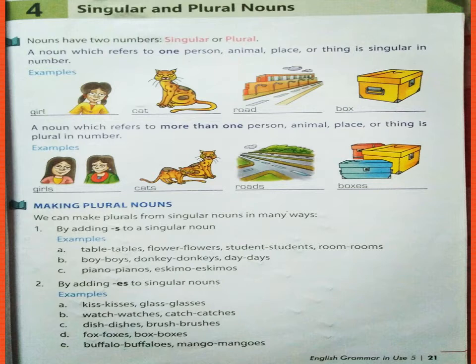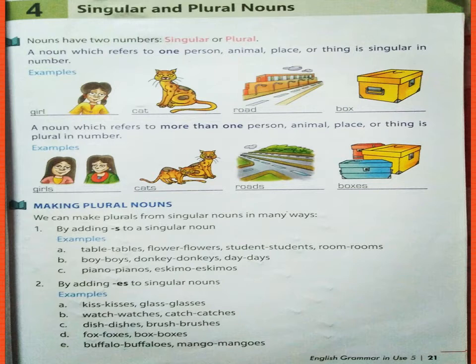And second is by adding es to singular nouns. Now if you look at this box example, children, when there is only one box, that is singular, we call it as box. When there are more than one boxes, we call them as boxes. So what is the change in the spelling? To the word box, es is added. So singular is box, plural is boxes. So sometimes es is added to singular nouns to make them plural.